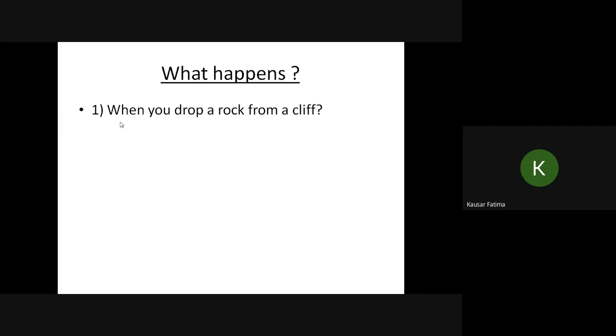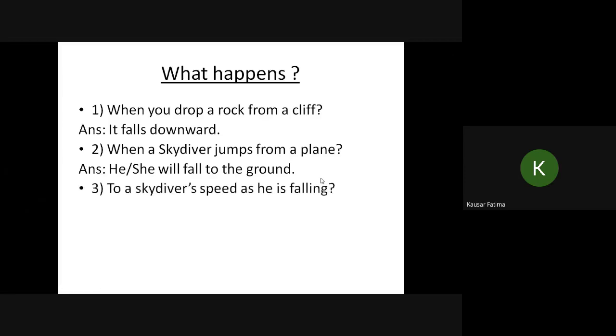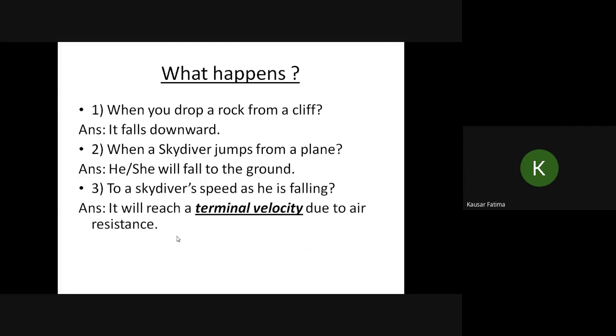Now, what happens when you drop a rock from a cliff? Of course, it falls downwards. When a skydiver jumps from a plane, he or she will fall to the ground. What happens to the skydiver's speed as he is falling? He will reach terminal velocity due to air resistance.